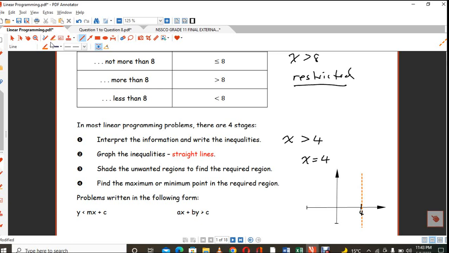Now, what about the shading? Because it says greater than 4, that will mean 5, 6 on the right hand side.